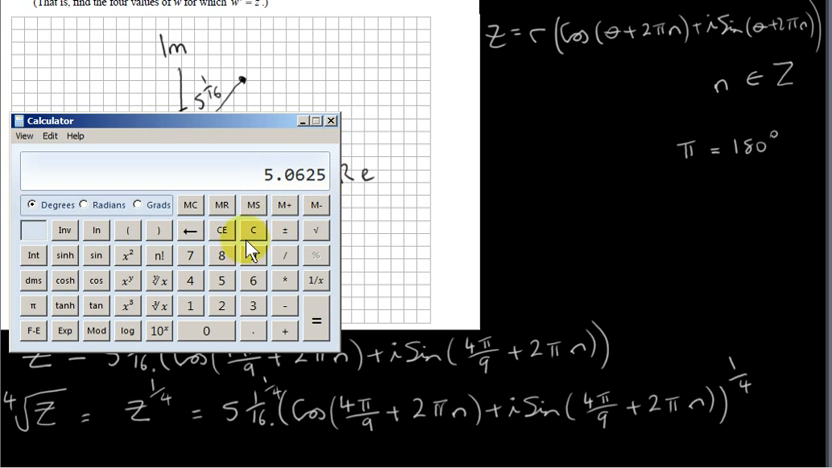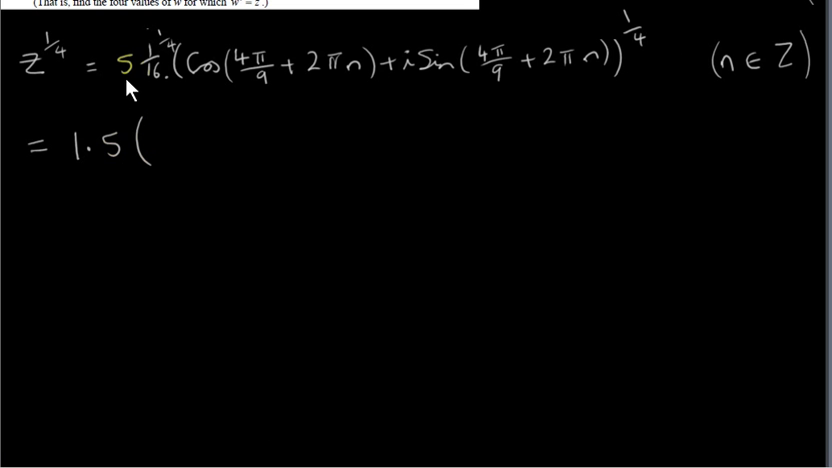Here is 5 and 1/16. We put it to the power of 1/4, which is 0.25. We get 1.5. Now this is true for all integers n. Now let's look at the part in brackets raised to a power. This is where we use de Moivre's theorem. De Moivre's theorem says that we can multiply this power, which is 1/4, by the argument of the cos and sine functions, or the angles.